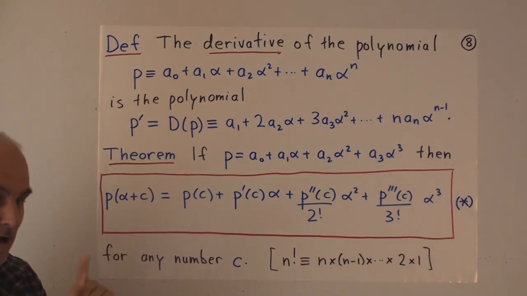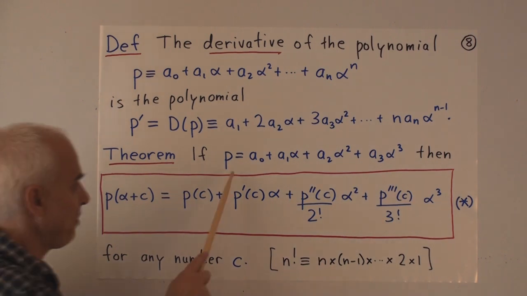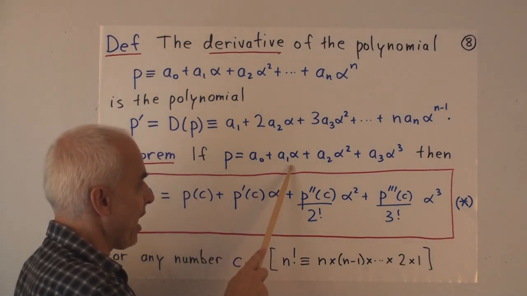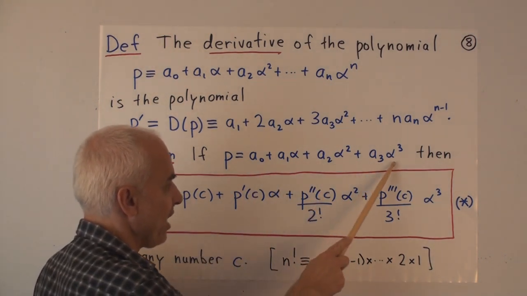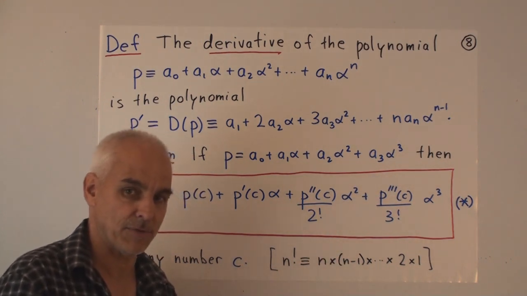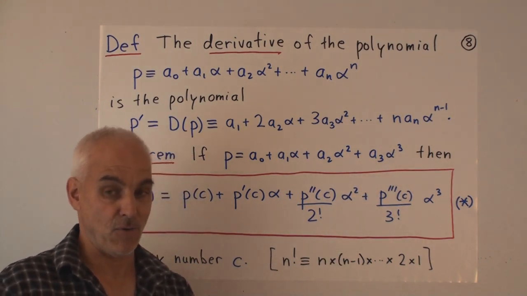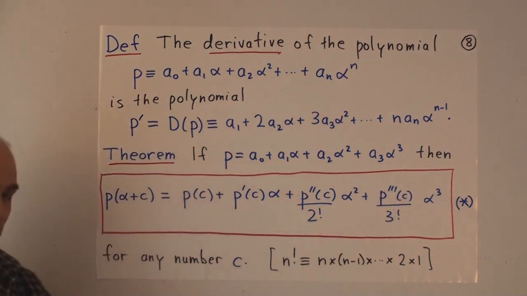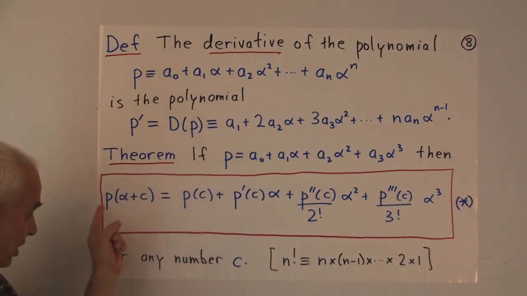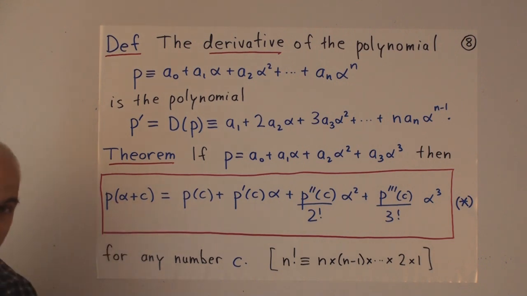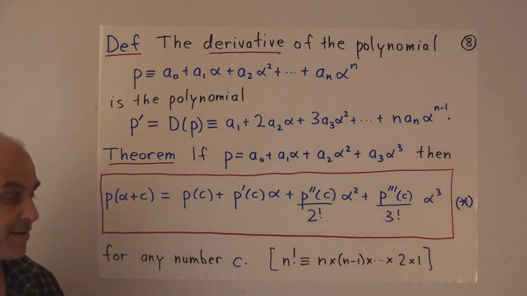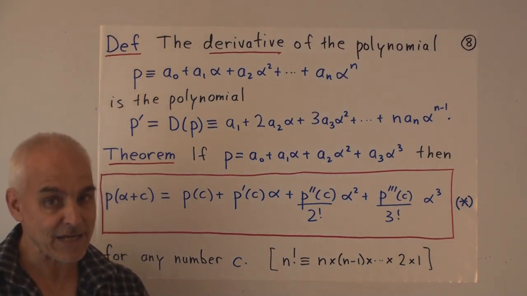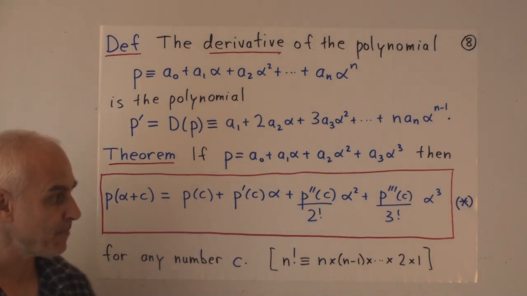I'm just repeating what we already established. That if p equals a0 plus a1 alpha plus a2 alpha squared plus a3 alpha cubed, in other words, if we only have a polynomial of degree 3 or less, then here's what we established. We established that if you take p of alpha plus c, so that was the polynomial with alpha replaced by alpha plus c, in other words, the translate of the polynomial by minus c.